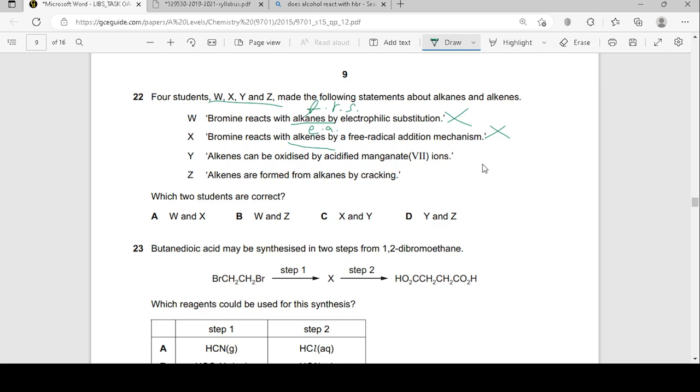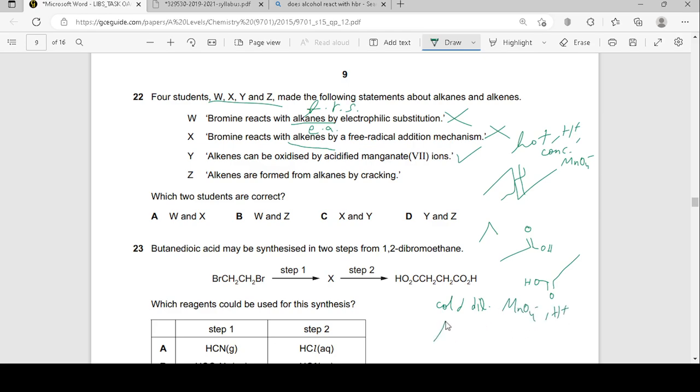Alkenes can be oxidized by acidified manganate(VII) ions. Yeah, definitely. If you have an alkene and you use hot, acidified, concentrated KMnO4, then oxidative cleavage will take place. In place of the double bond, because it's a primary one, you'll get CO2 and water, and on the other side you will get COOH. That's just one example. If you had, for example, cold dilute KMnO4 with H+, then you would get a diol.